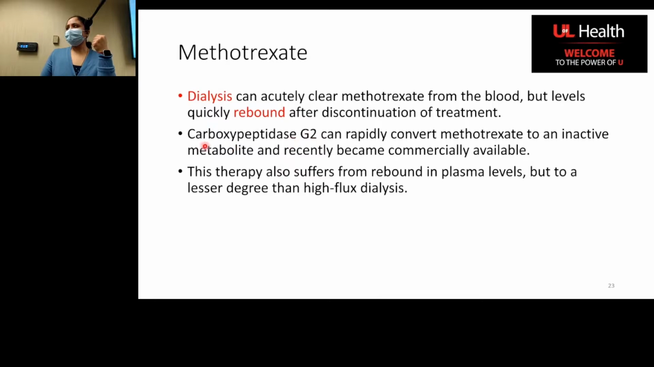Another agent I was looking at, but I don't think we have it available, is carboxypeptidase G2, which can rapidly convert methotrexate to an inactive metabolite. But again, that also means we are completely reversing the effect of this chemotherapy on the patients with cancer.